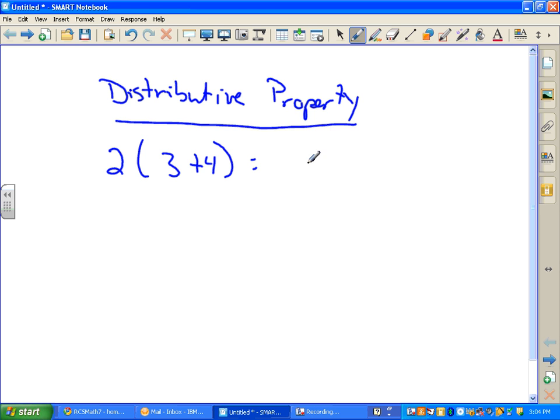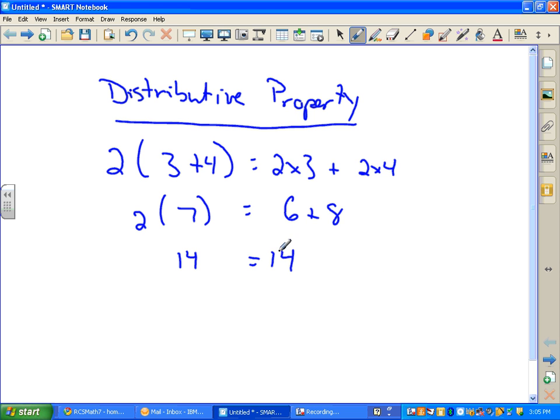Distributive property tells us we can get the same answer by doing 2 times 3 and 2 times 4 and then adding those up. So basically what the distributive property is doing, the 2 is giving out its multiplication to all the stuff inside the parentheses. And if you check these two sides, you'll see that if I do the order of operations, I'm going to get 14. And if I do it by the distributive property, I'm still going to get 14. So they do come out the same.